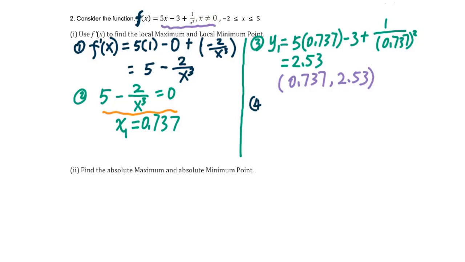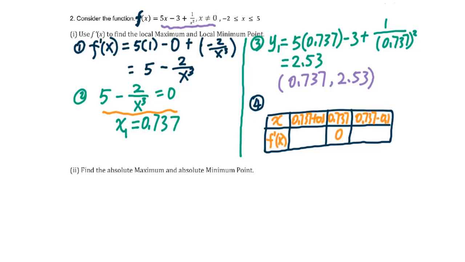Now for the fourth step, we need to classify this point by using the neighbor value test. You could say this is negative and here is positive. Therefore, at x equals 0.737, this will be going down and then 0, then going up. So it's a local minimum point.